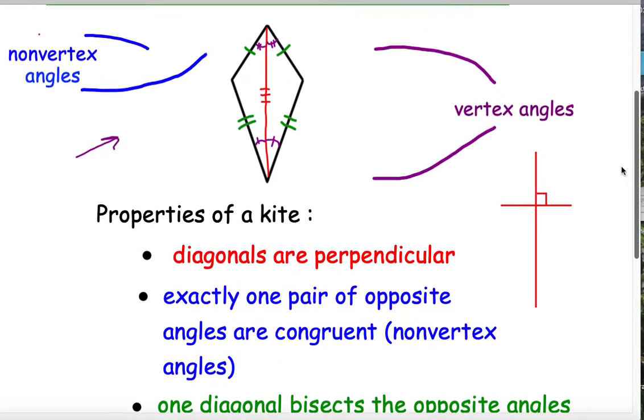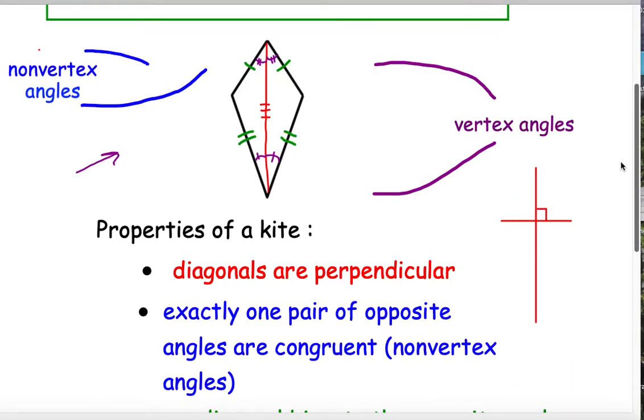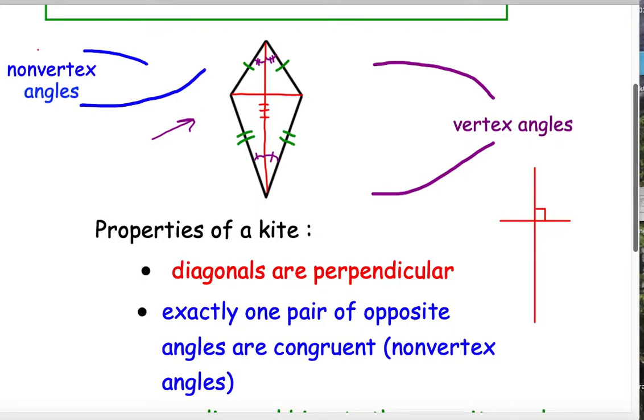So let's go back to here. And if I draw my other diagonal in here, we know already that they're perpendicular. But does it look like this shorter diagonal is cutting this longer one in half? No, it doesn't. But the longer one is cutting the shorter one in half. These two pieces here are going to be equal to each other. So that's another thing that's true. This one here is equal to that.